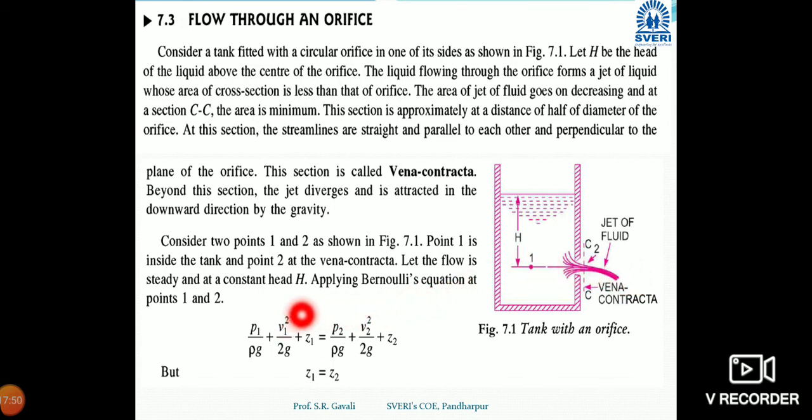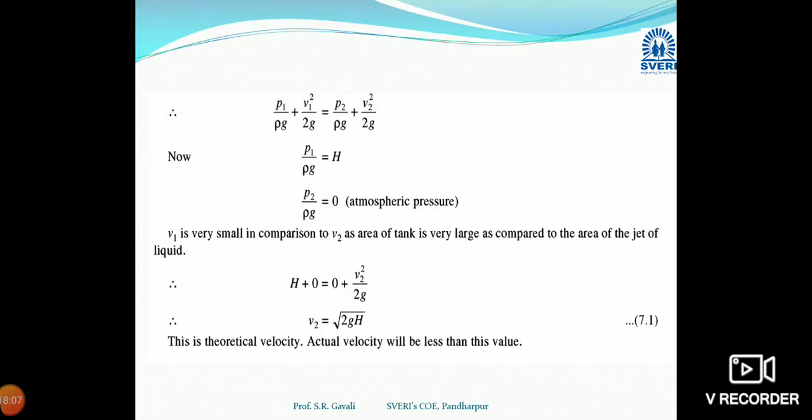If we apply Bernoulli's theorem, P1 upon rho g plus V1 square upon 2g plus Z1 is equal to P2 upon rho g plus V2 square upon 2g plus Z2. Z1 is equal to Z2, as these two sections are at the same elevation. Therefore P1 upon rho g plus V1 square upon 2g is equal to P2 upon rho g plus V2 square upon 2g. Now P1 upon rho g is equal to H, and P2 upon rho g is the atmospheric pressure head, which is 0. Therefore H plus 0 is equal to V2 square upon 2g, so the theoretical velocity through the orifice V2 is given by the square root of 2gh.